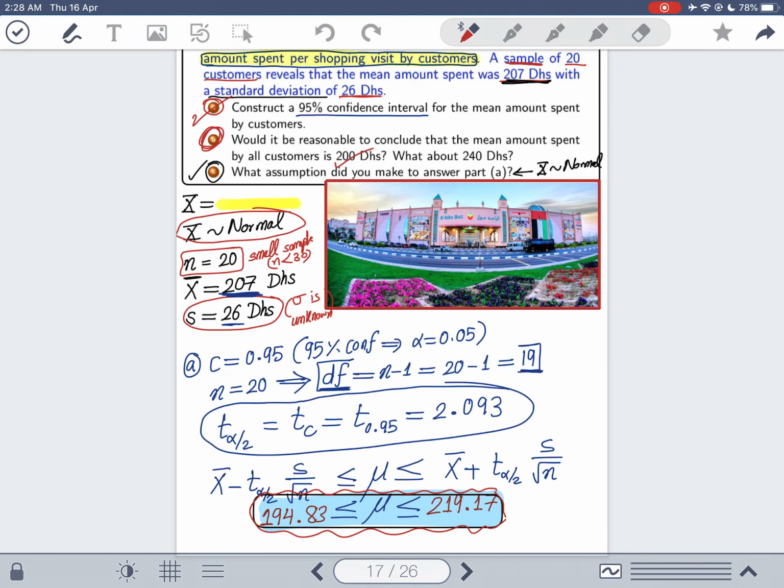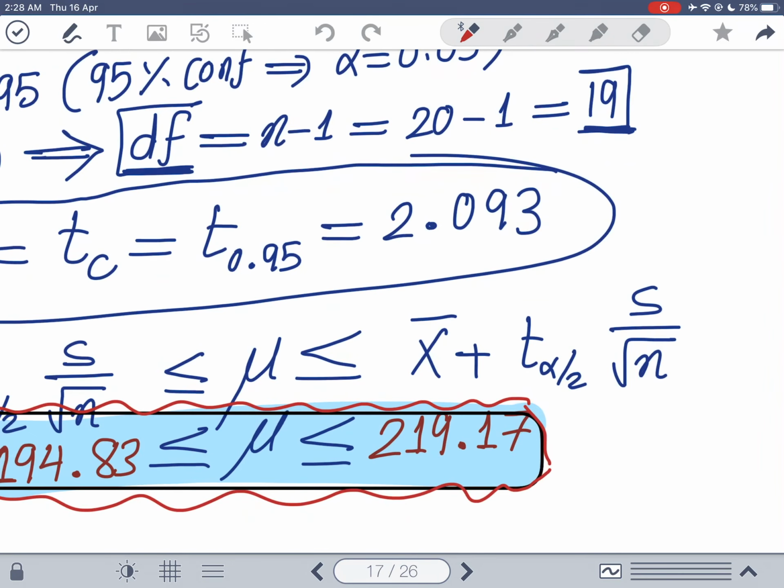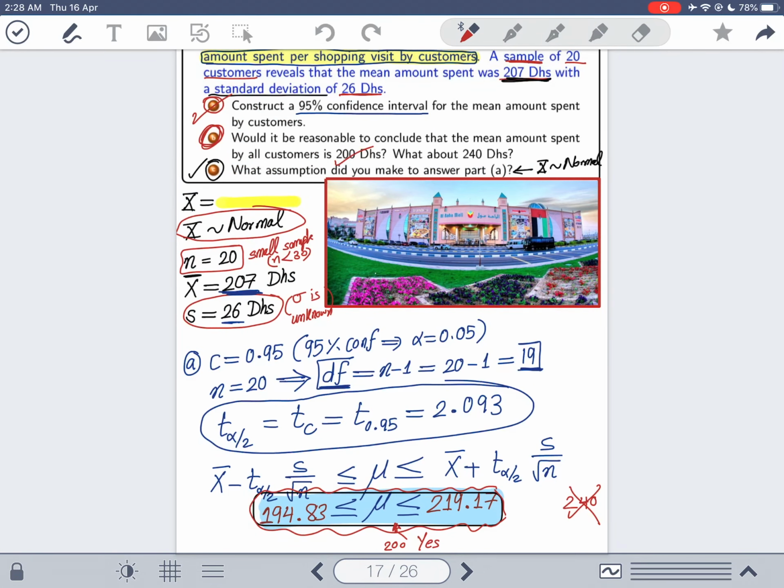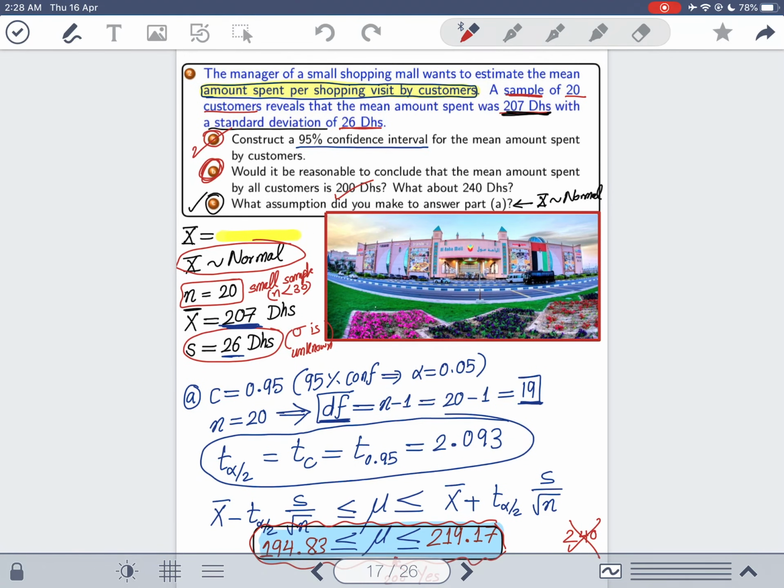What about 240 dirhams? Oh, no, it's outside the interval. 240 is far from this. So 240 no, but 200 yes, because it is inside the interval. So you can be 95% confident that 200 is inside the interval. Okay, and that solves this question, and we are done.